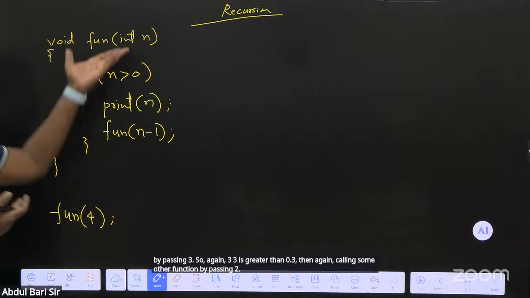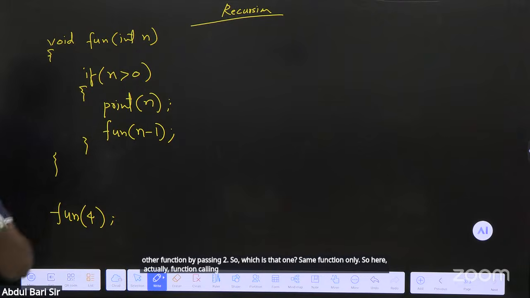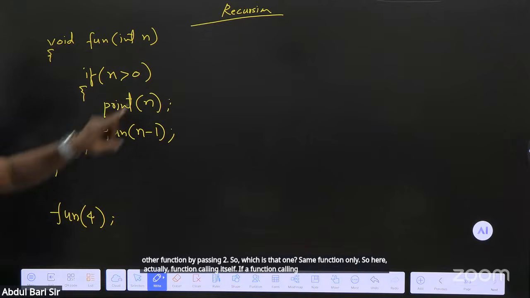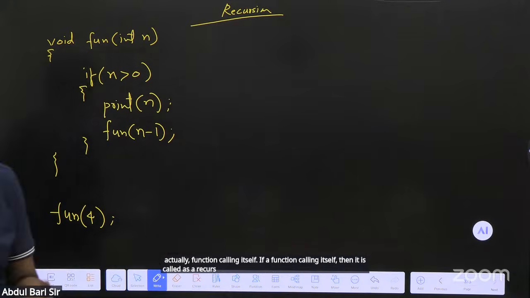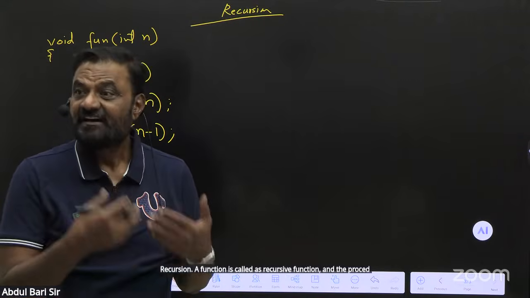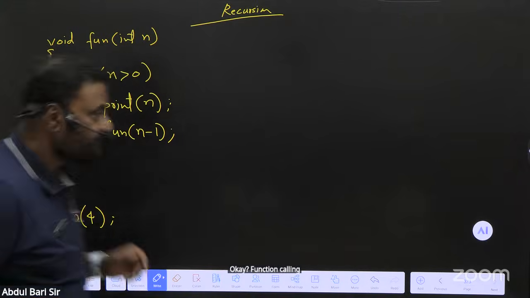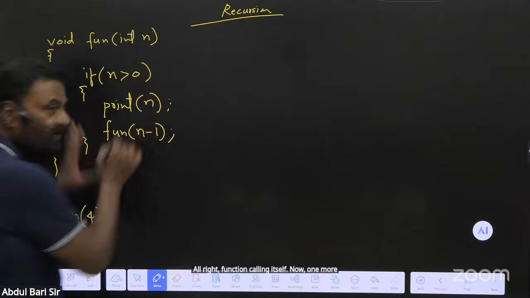So which is that one? Same function only. So here, actually, the function is calling itself. If a function calls itself, then it is called a recursive function, and the process is called recursion. A function is called a recursive function, and the procedure is called recursion. All right, a function calling itself.